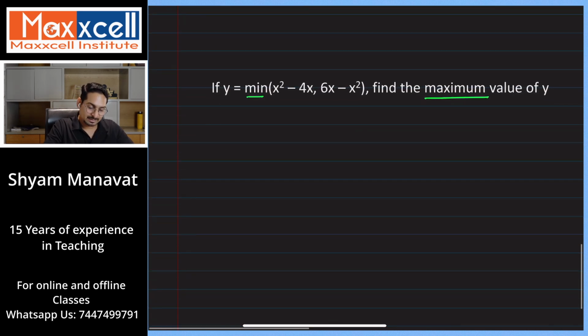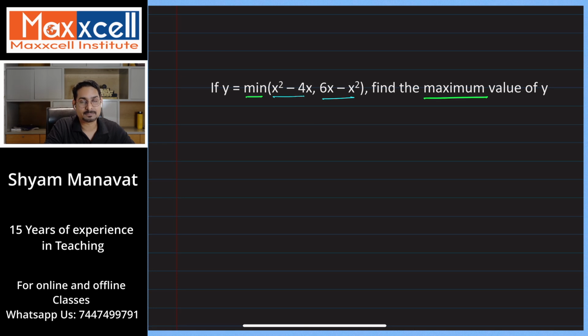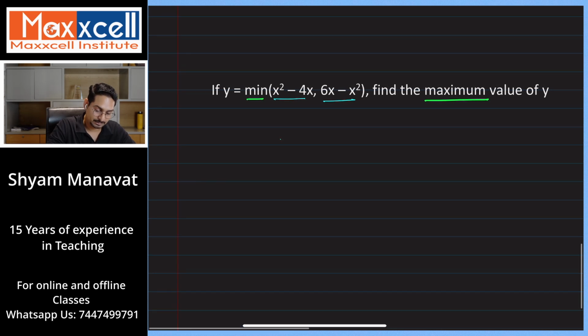One more. Let's do this. And this is beautiful. Here you got square terms. But will it change the method? No, it will be same. If you need to find out maximum value of min function, again, the expression should give you equal value. So I can say x square minus 4x should be equal to 6x minus x square.